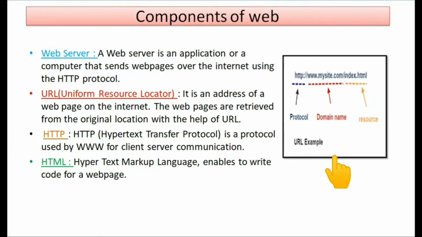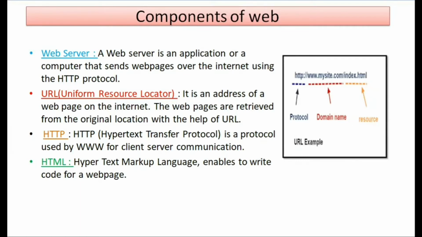A URL consists of the protocol name, that is HTTP, then the domain name, that is mywebsite.com, and then the resource, that is index.html. So in this way a URL is divided. We will not go in depth right now. Let's move to the next term.